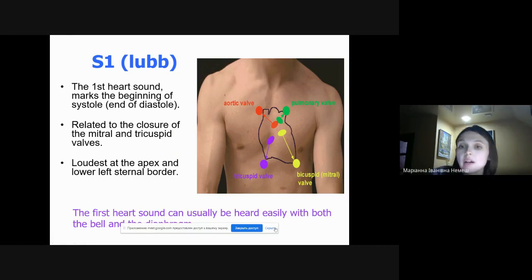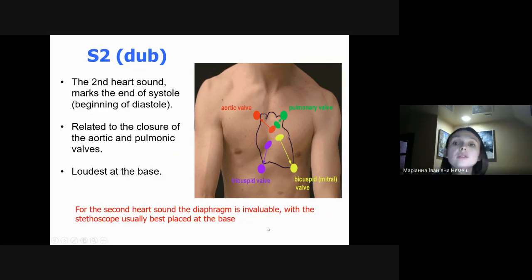Another sound is the S2 sound, which is called the dub sound. The second sound marks the end of the systole. It's related to the closure of the semilunar valves, which are the aortic and pulmonary valves. Mostly it is loudest at the base. For the second heart sound, the diaphragm of the stethoscope is used, usually best placed at the base.